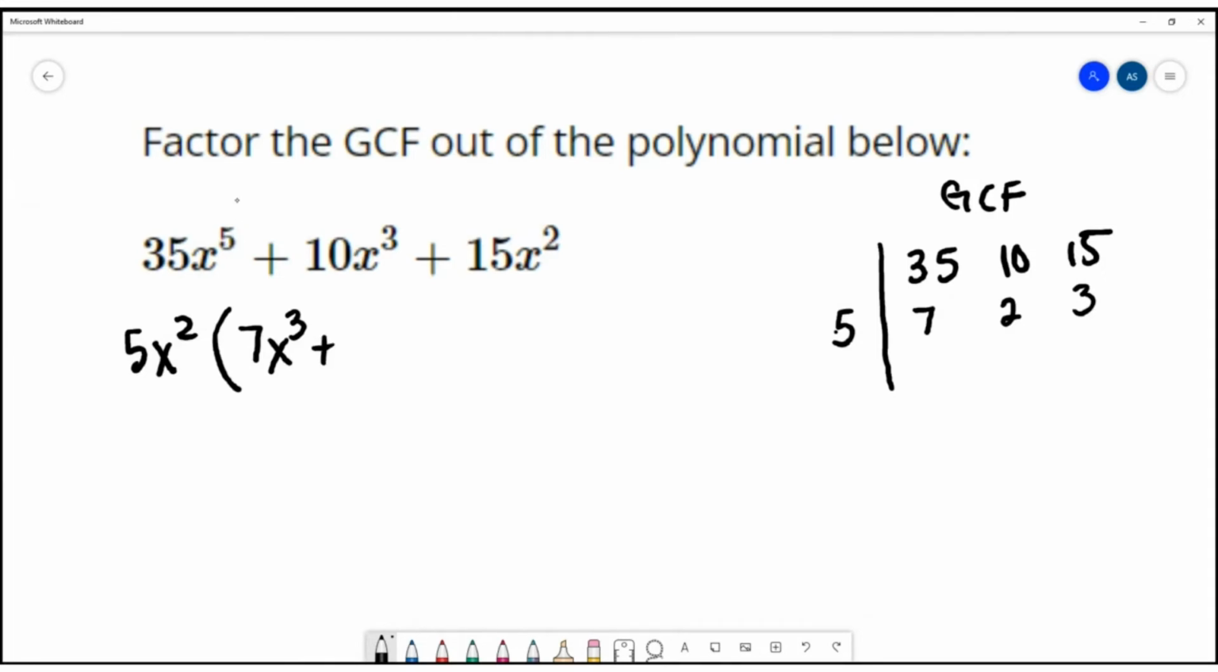The next term is 2x. We can double check by multiplying. 5 times 2 is 10. X squared times x is x cubed. And then finally we have 3. 5 times 3 is 15. With the x squared, we have 15x squared. So we factored the greatest common factor out of the polynomial.